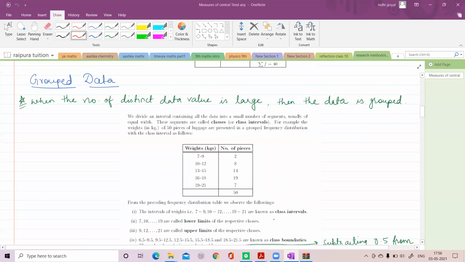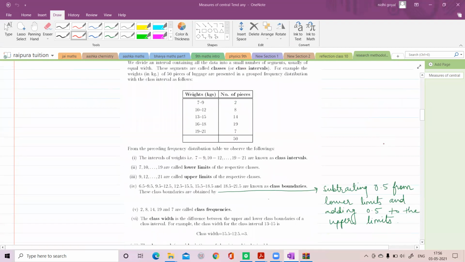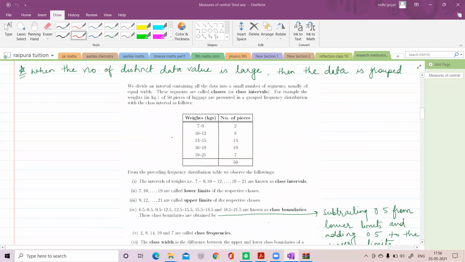So now here is an example of grouped data. When the number of distinct data values is large, then the data is grouped. So here is an example, and from this example, we can see that all the values given in this table are class intervals, and in this 7 to 10, the values on the left-hand side are the lower limits, and the values on the right-hand side are the upper limits.